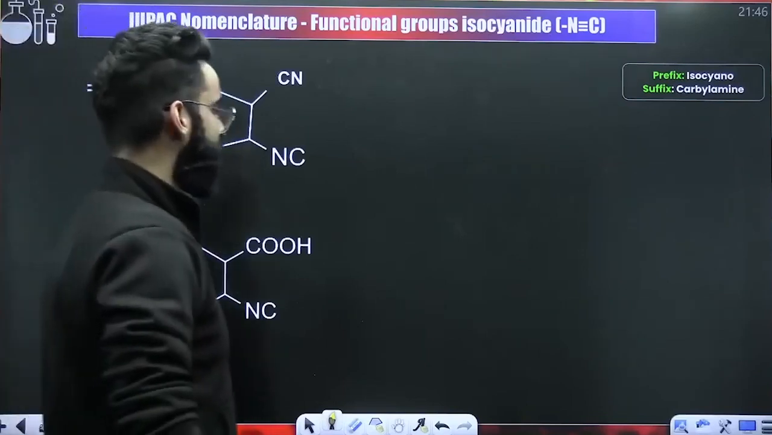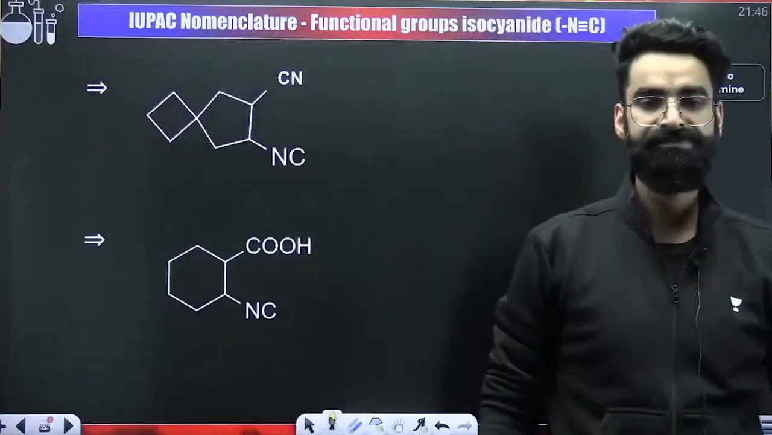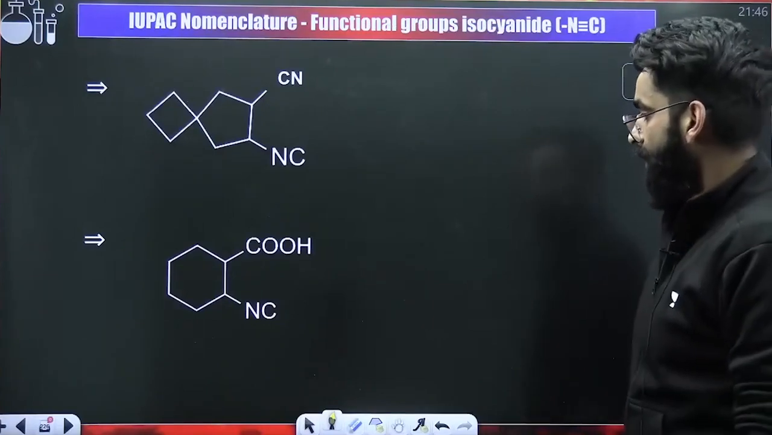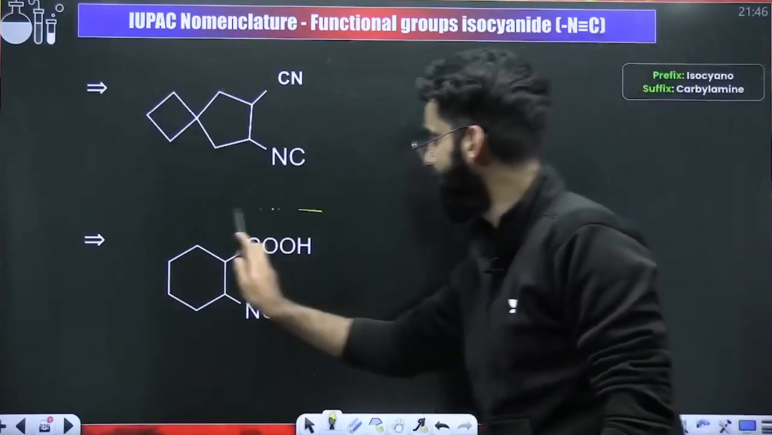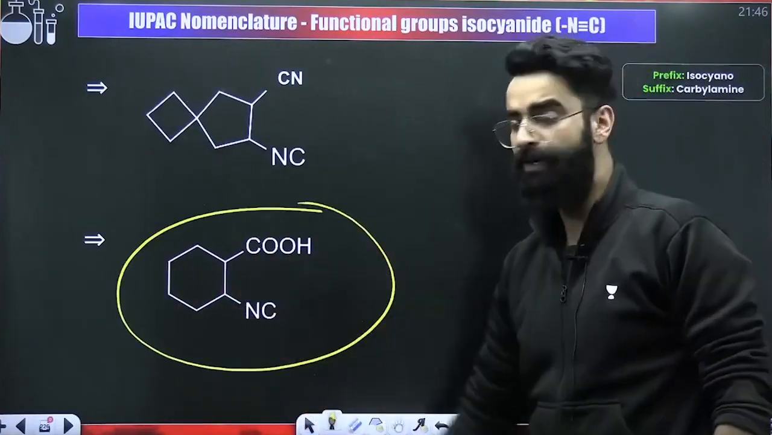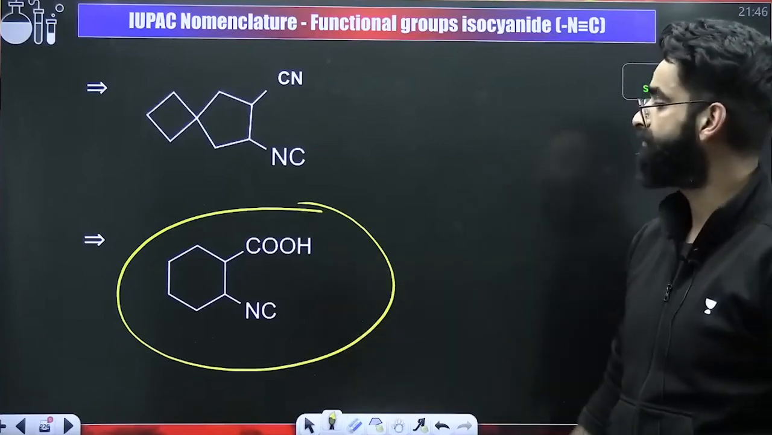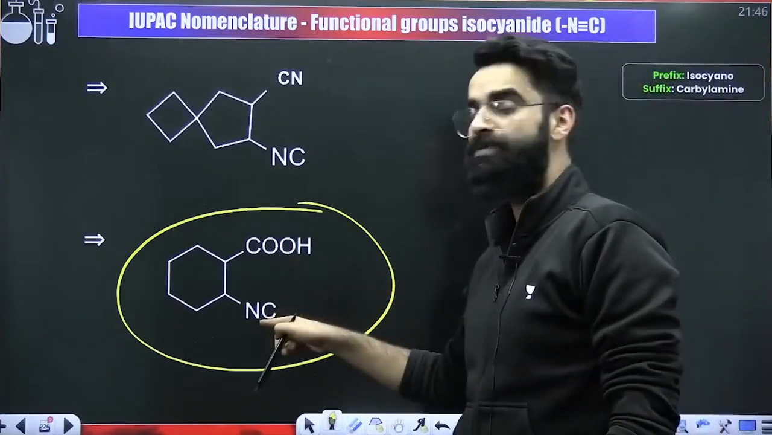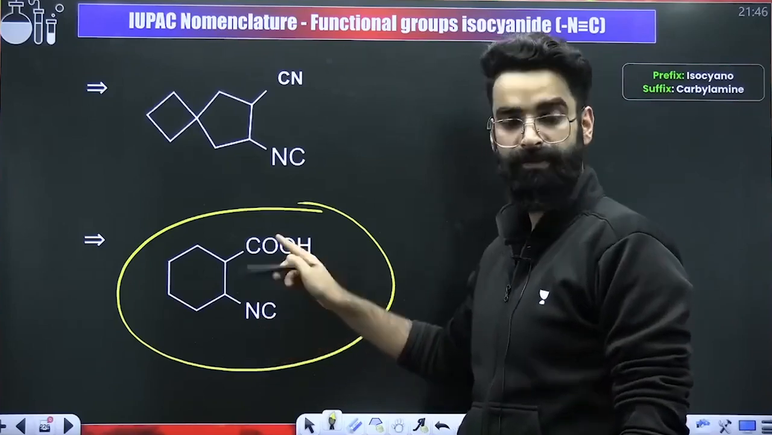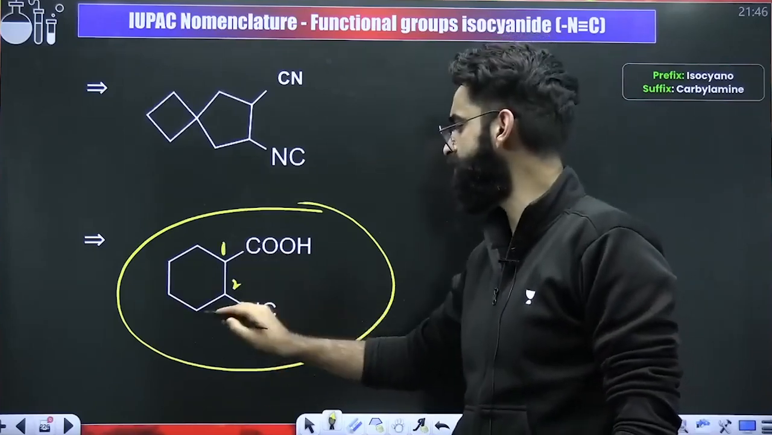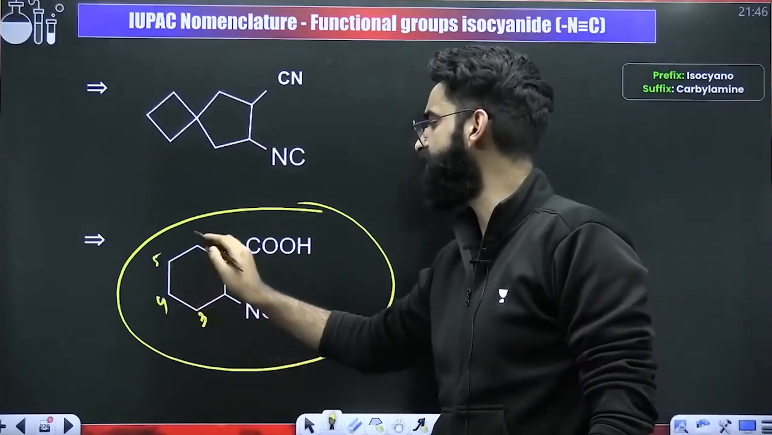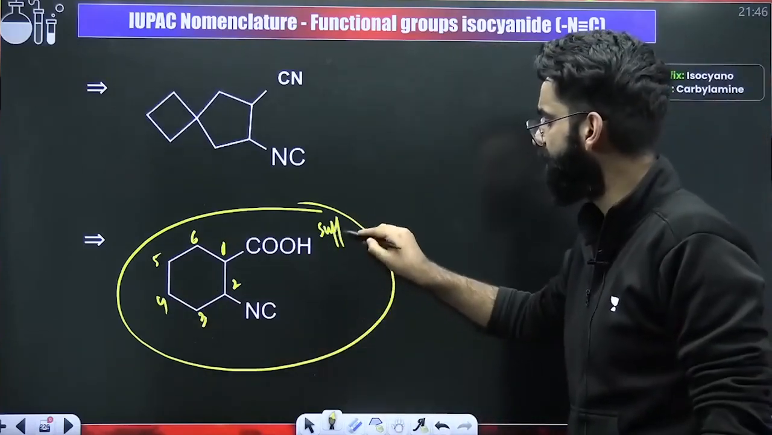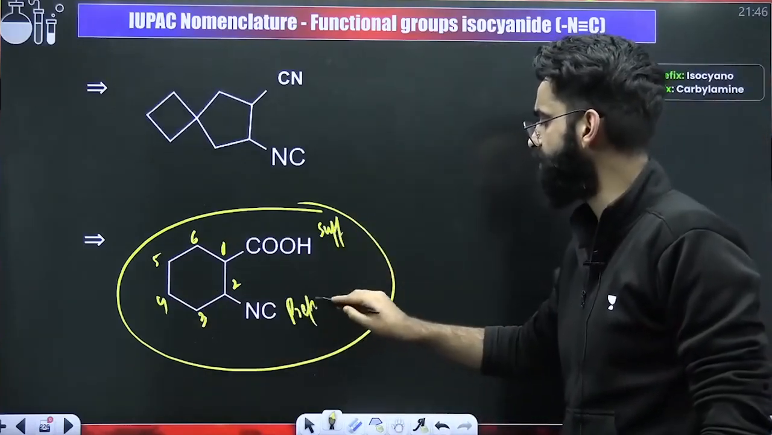Right? Look at this one. It's going to be your homework question. What should be the name of this one? Carboxylic acid and isocyanide. Which one to be prioritized? Carboxylic acid. So start from here: 1, this is 2, this is 3, 4, 5, 6. Perfect. So this one to be used as a suffix, this one to be used as a prefix, in short.